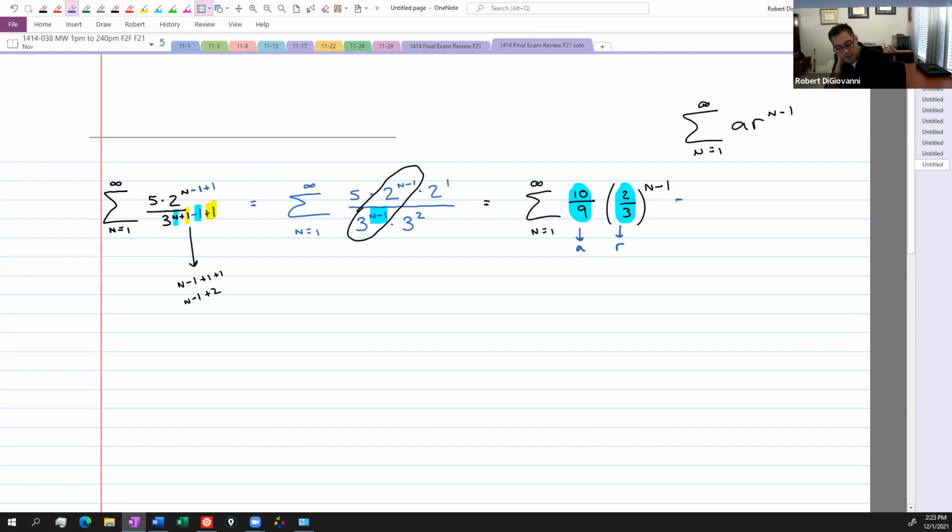So this should sum to be A over 1 minus R, which is 2/3. So it should sum to be 10 over 9 minus 1/3. And then I flip, 10 over 9 times 3 over 1. And then I can reduce that. 10/3 is the answer.